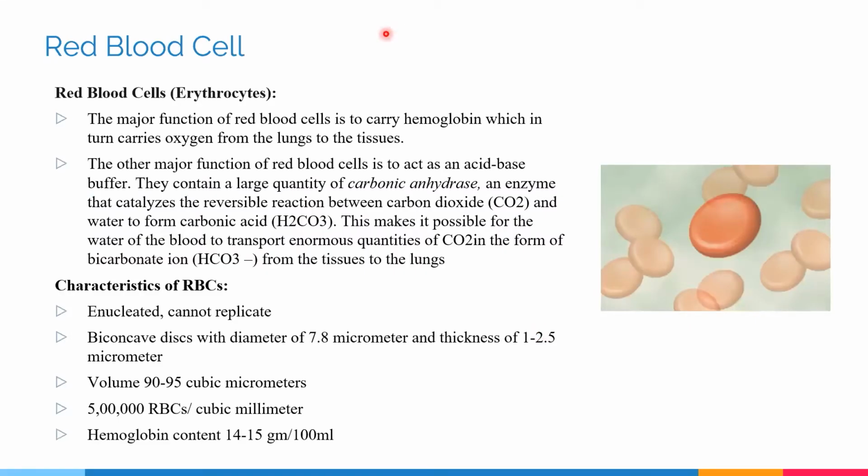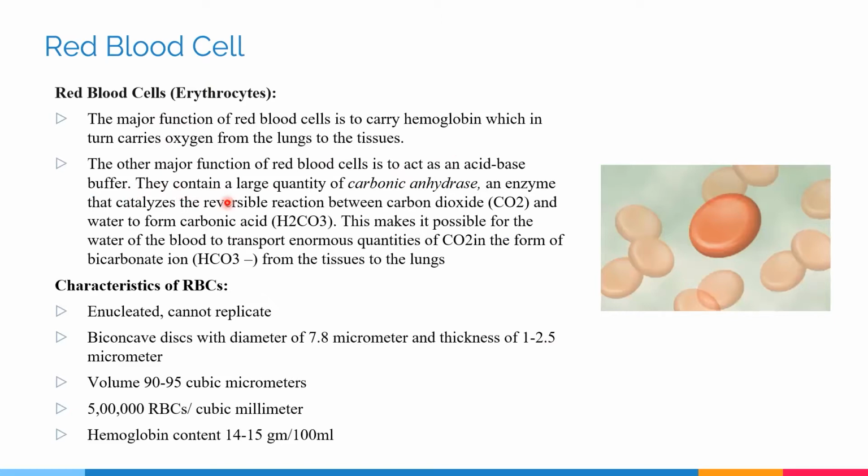To start off, we will start off with red blood cells. Red blood cells are also known as erythrocytes. As we know, they are the major carrier of oxygen from the lungs to different tissues in our body, and they use the protein hemoglobin to do it. This is the major function of RBCs that we know. There is another major function, which is to act as an acid-base buffer.